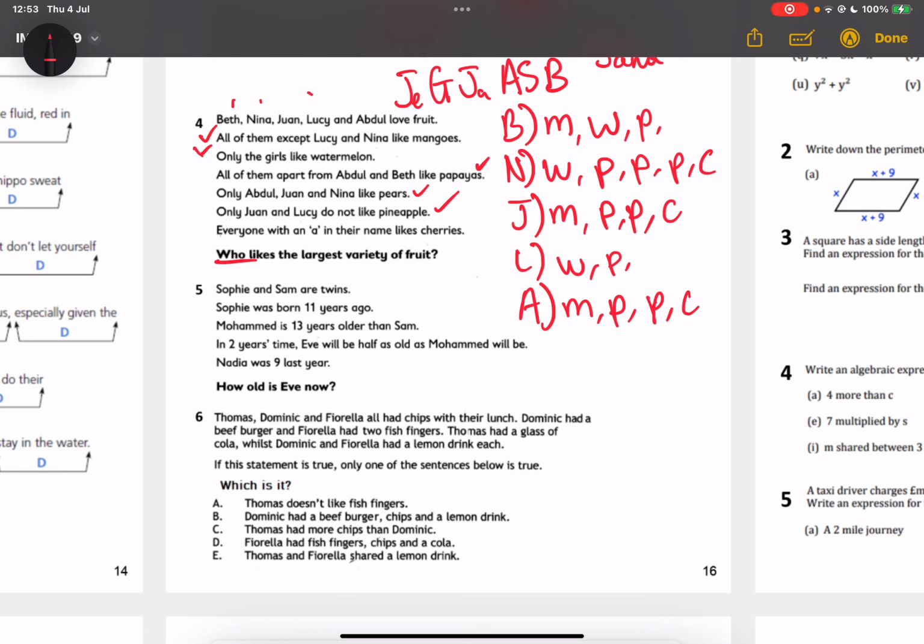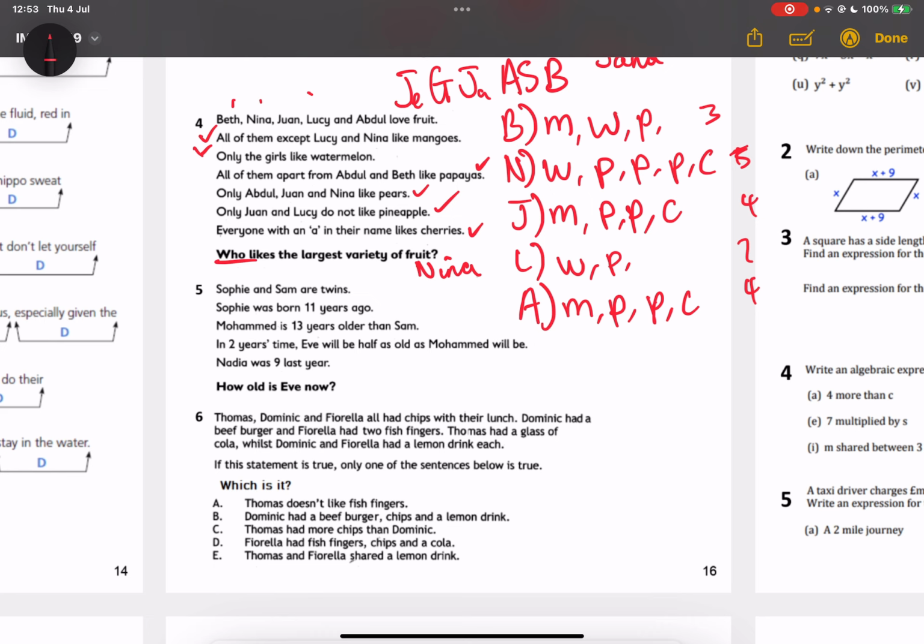So we have 3, 5, 4, 2, and 4. Obviously, in the exam, you don't have to write that out, but this is just as an explanation. So the person that likes the widest variety of fruits is going to be Nina. So 4 is Nina.